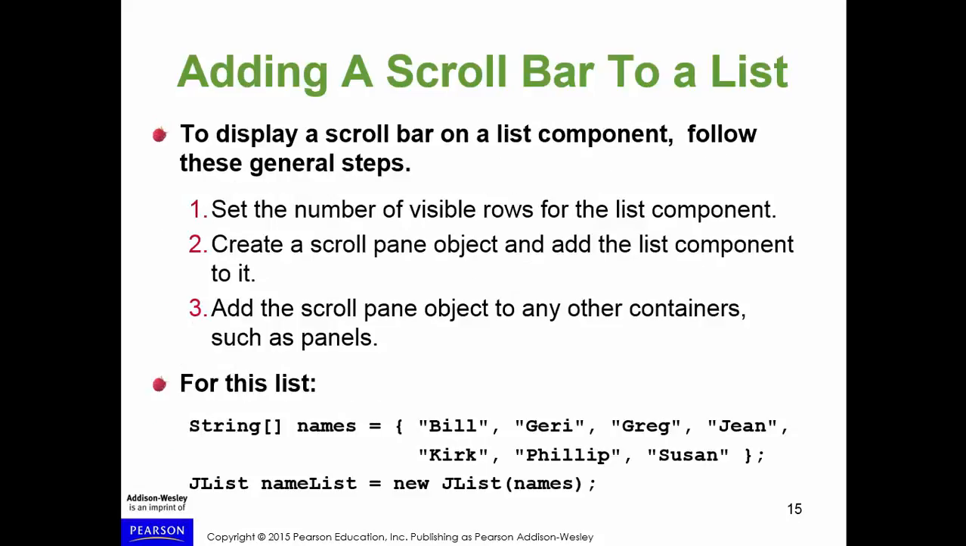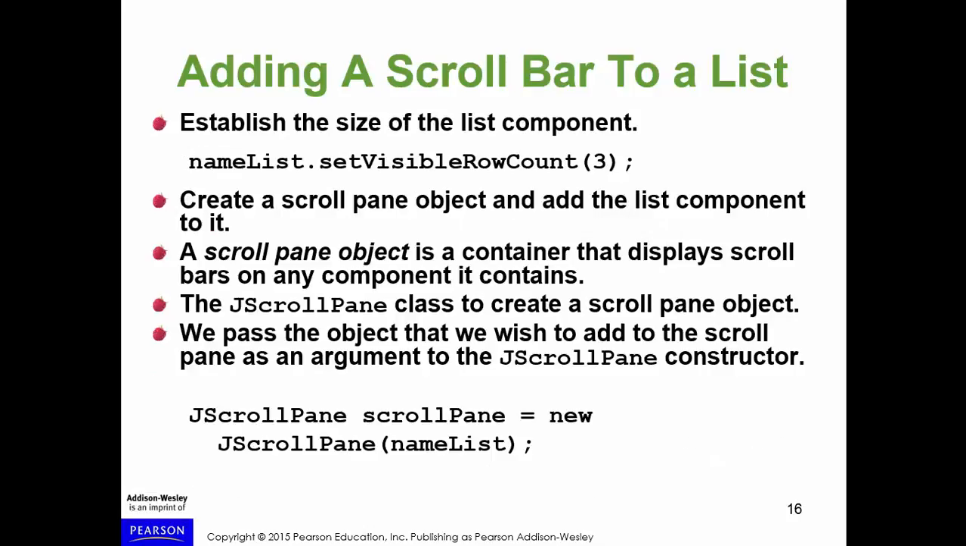As it says, to display a scroll bar on a list component, you set the number of rows that you want to make visible at any time. You create a scroll pane object and add the list component to it. Then you add the scroll pane object to the other containers. You can set up a horizontal scroll bar, a vertical scroll bar, or both a horizontal and a vertical scroll bar. So what they're showing here is, regardless of how big the list is, we only want to show 3 elements at a time.